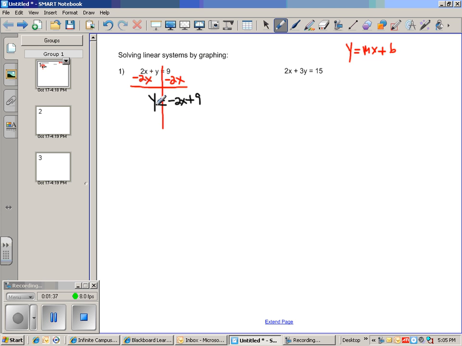And what we have now is an equation that is in the form of y equals mx plus b. I like to go ahead and take my slope, which is the m, and turn that into a fraction. That's going to help us later on when we look at graphing the equation. So the slope is negative 2 over 1. And the y-intercept is the positive 9.